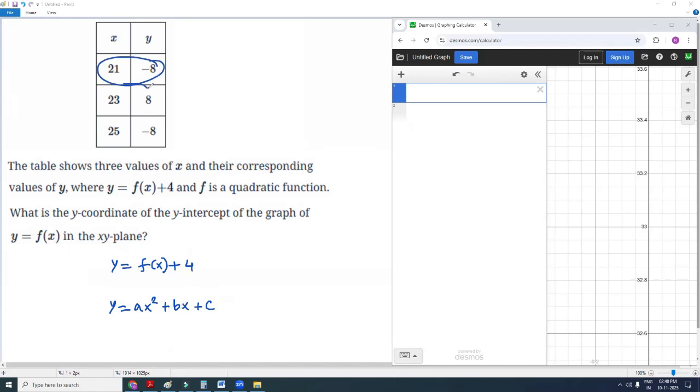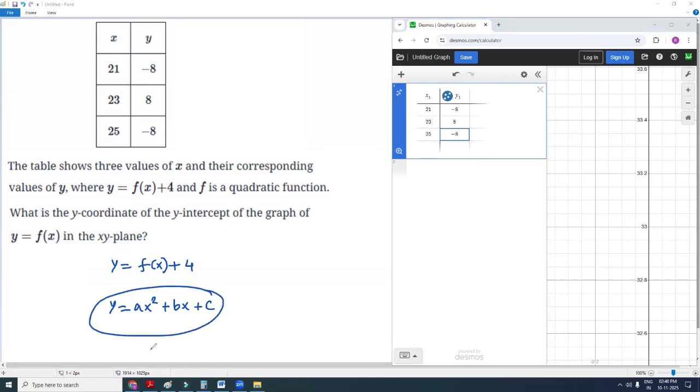Let's take the 3 points in the table in Desmos. Okay, click on this plus sign, go to the table. So the first point is 21, negative 8, and the second one is 23, 8, and the third one is 25, negative 8. Okay, now what we have to do is we have to take this function in Desmos, and my aim is not to graph this function. My aim is to get the values of the unknown constants a, b, and c.